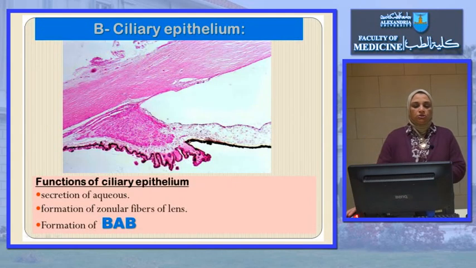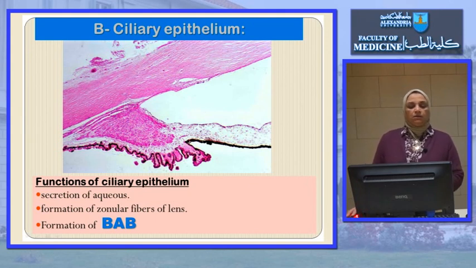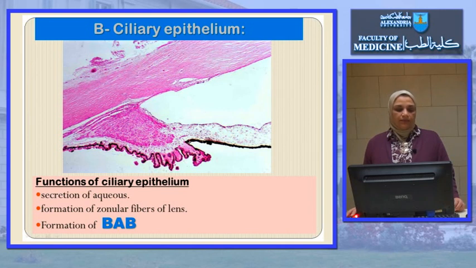Another histological section to show the ciliary body, the ciliary processes, and to see the ciliary epithelium with the inner non-pigmented and the outer pigmented. What are the functions of this ciliary epithelium? This ciliary epithelium secretes the aqueous. So the secretion of the aqueous is through the ciliary epithelium. It is responsible for the secretion of the aqueous and also for formation of zonular fibers.